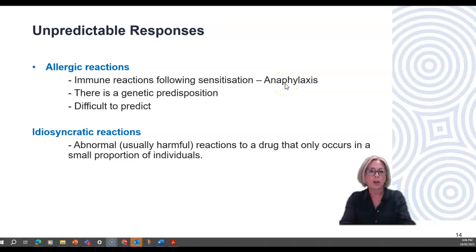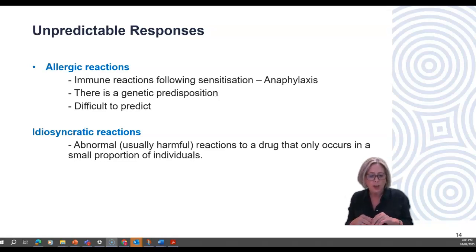And if you remember what anaphylaxis involves, it involves systemic vasodilation, so dilation of systemic blood vessels, leading to a severe drop in blood pressure. And if blood pressure drops too much, this can lead to shock. And if there isn't intervention, it's a very serious condition and it can be fatal. There is a genetic predisposition to these allergic reactions, but they're very difficult to predict.